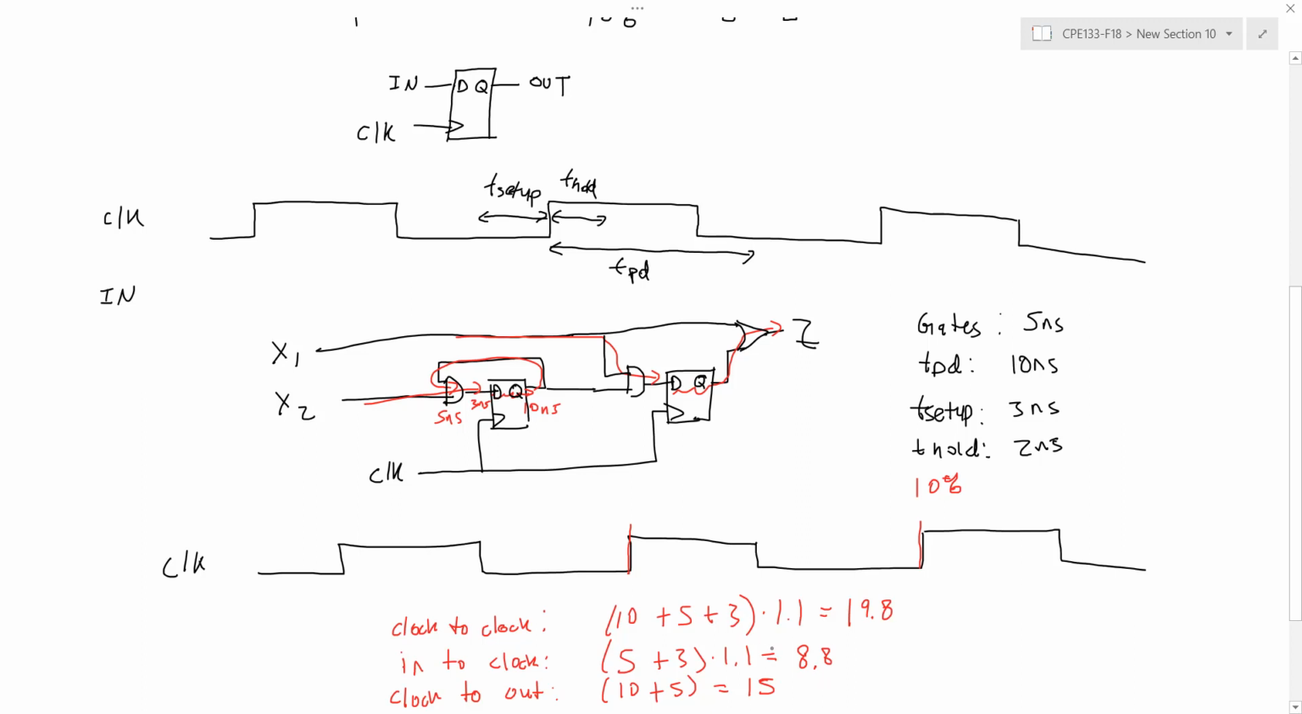Okay, so if I want to determine the frequency at which I can operate this circuit, remember this is 1 over t, where t is the longest path through the circuit, or the worst case path through my circuit. In this case, it was 19.8 nanoseconds. So 1 over 19.8 nanoseconds is equal to about 50.5 megahertz.